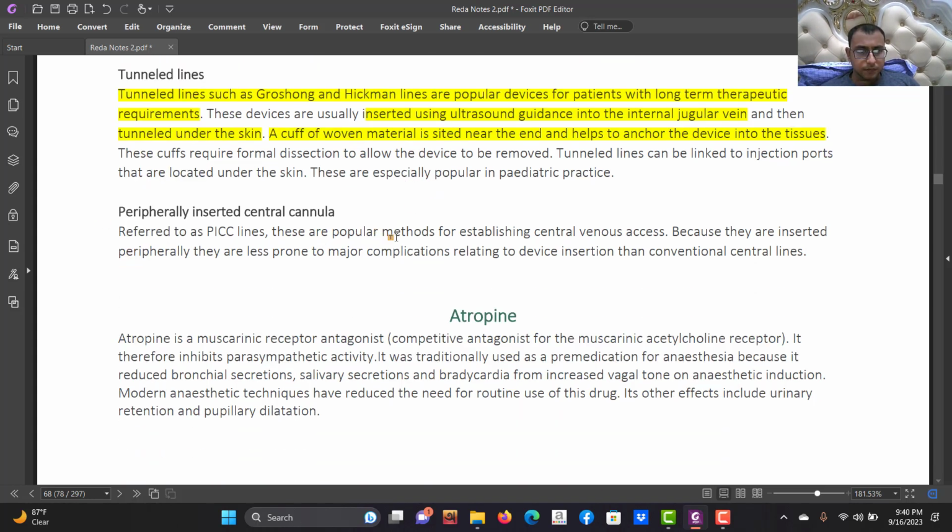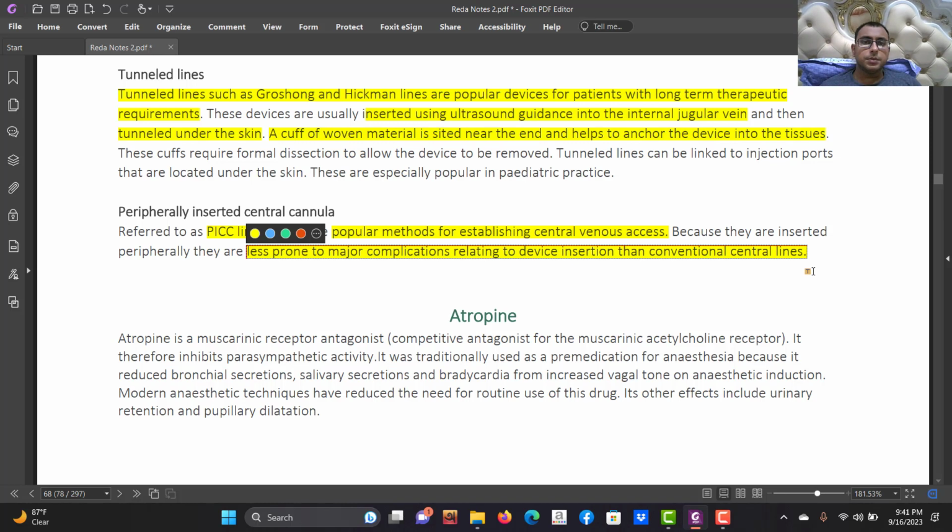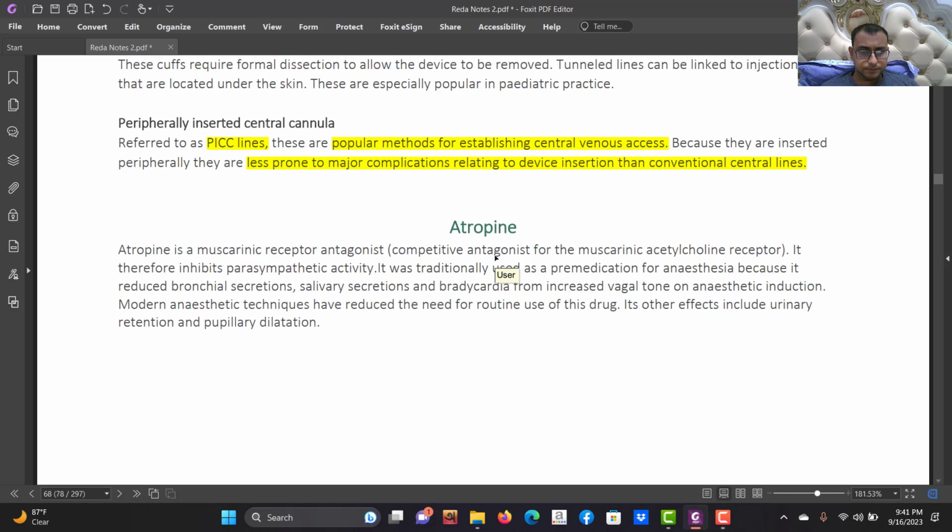The PICC line, peripherally inserted central catheter, is another very popular option. It is a popular method of central venous access, because it is inserted peripherally. It is prone to fewer major complications at device insertion than a conventional central line. It is also very expertise dependent, like the CV line, because during insertion there are chances of vein rupture and extravasation bleeding, like hemorrhage, but it is very popular nowadays other than these central lines.